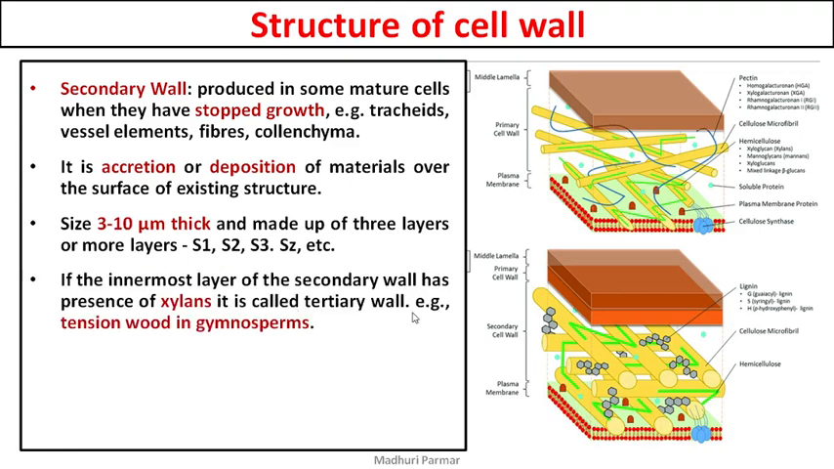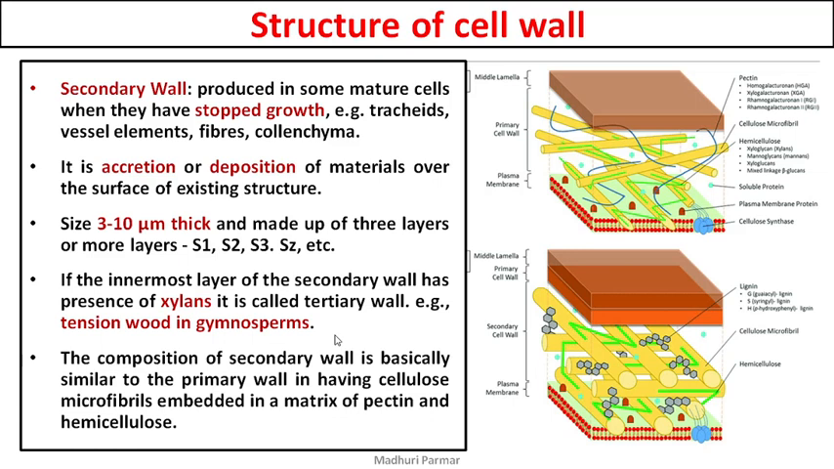The innermost layer of secondary wall has presence of xylans. Xylans are again some chemical compounds. If they are present, then it is called tertiary cell wall. Very rarely you see it, but it is called tertiary cell wall. An example is tension wood in gymnosperms. In gymnosperms there is tension wood which has xylans, or which has tertiary cell wall.